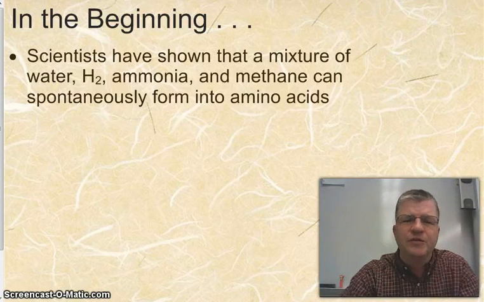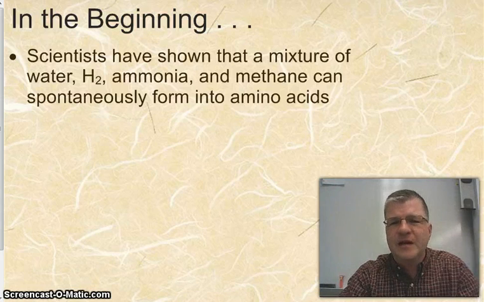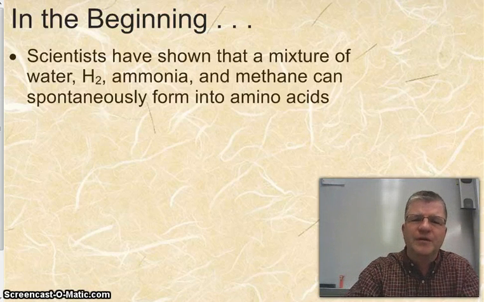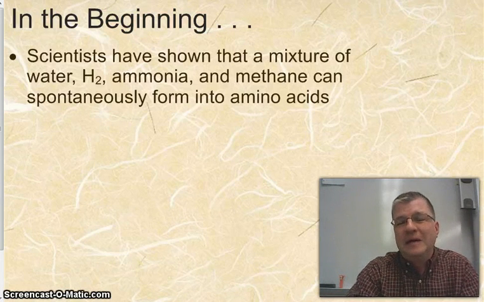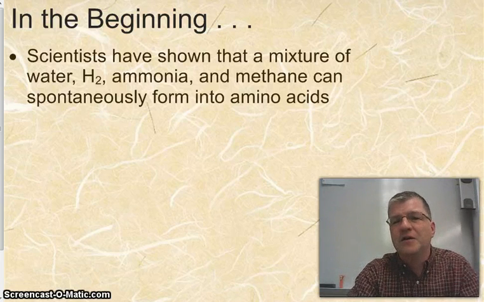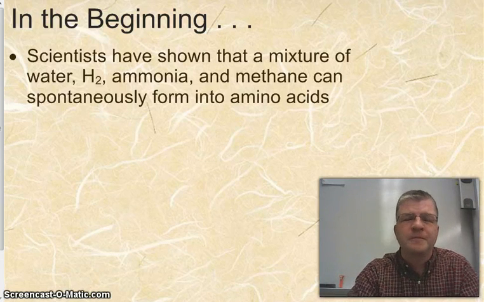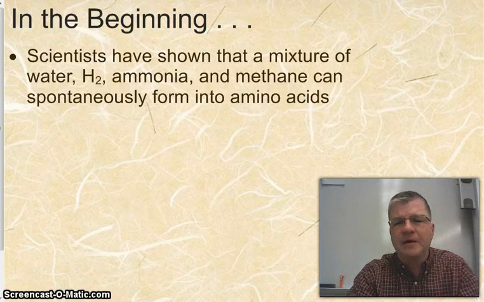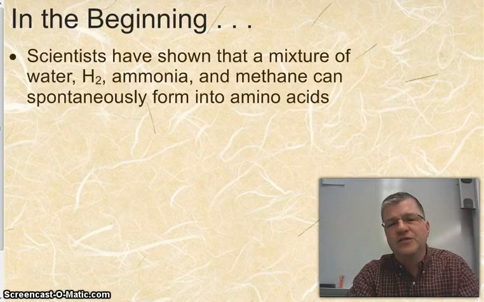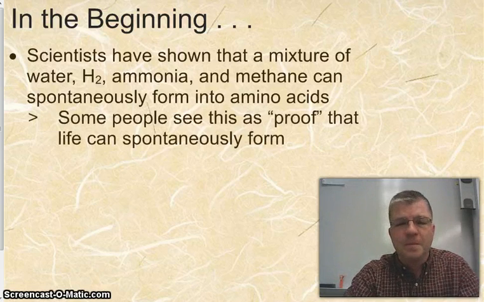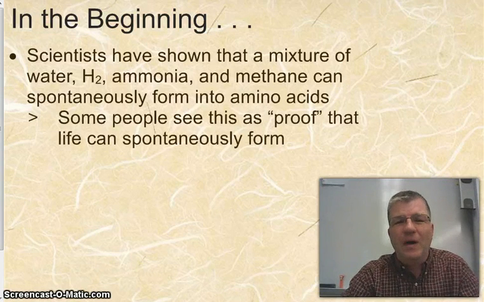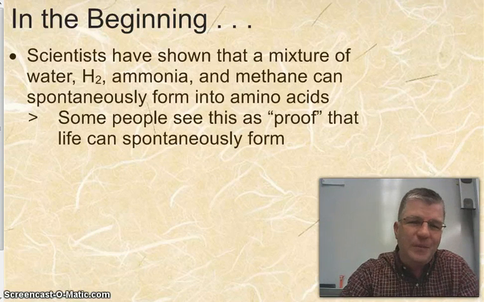So Stanley Miller took those materials, put them into a glass container, ran electricity through them, and he formed amino acids. That's a big deal because amino acids are usually only associated with life forms. So the fact that he got from these inorganic compounds plus methane to amino acids is pretty big. Some people looked at that and said, wow, we just proved that you can get life spontaneously forming. Well, there's a problem with that.